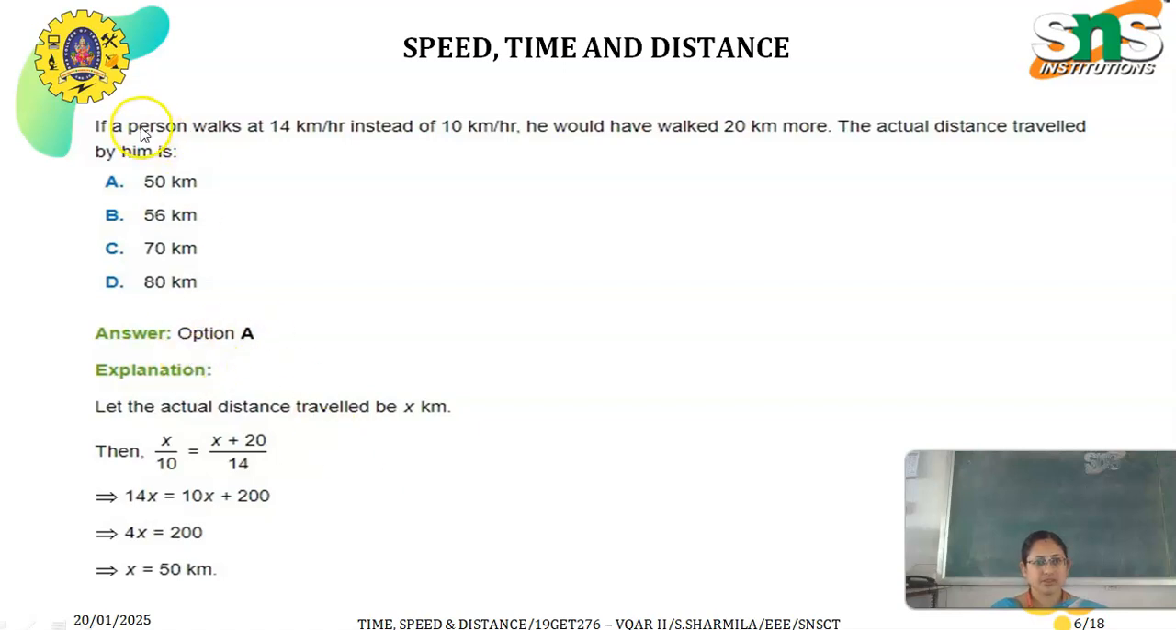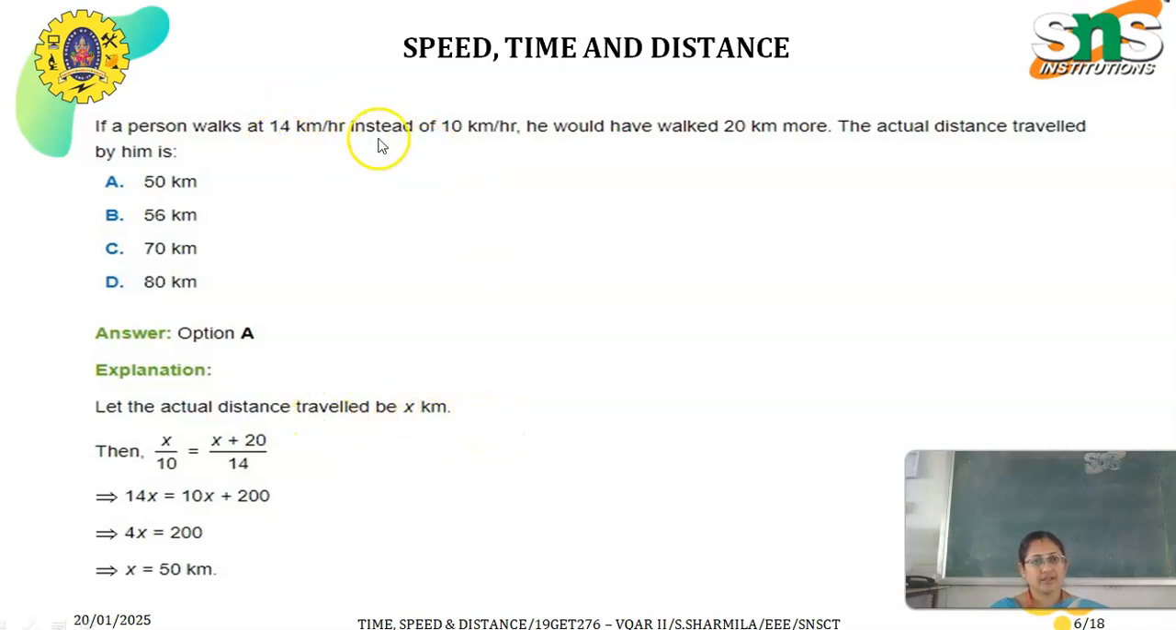And the next one: if a person walks at 14 km per hour instead of 10 km per hour, he would have walked 20 km more. The actual distance travelled by him is 50 km, 56 km, 70 km or 80 km. The actual distance travelled isn't given in the problem, so we have to consider the actual distance covered as x kilometers.